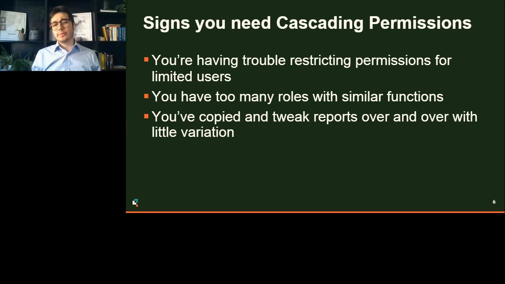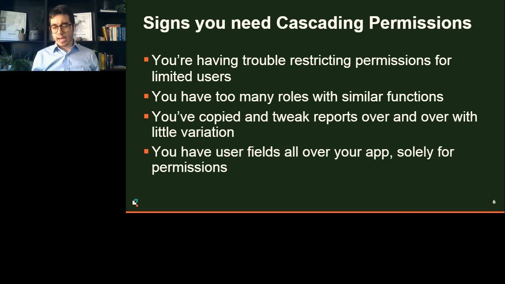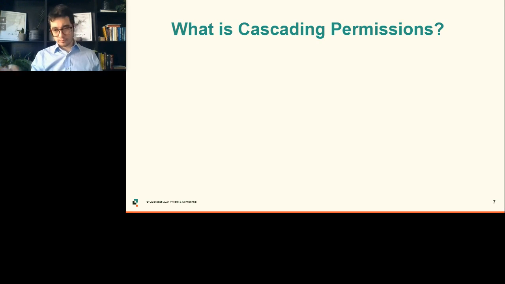Okay. And then maybe you just have user fields all over your app, again, sort of redundant in terms of double assigning things across different levels. We're not using the database structure to our advantage in that way. And that could be a sign that we would benefit from cascading permissions there. Okay. So of course, what is cascading permissions?